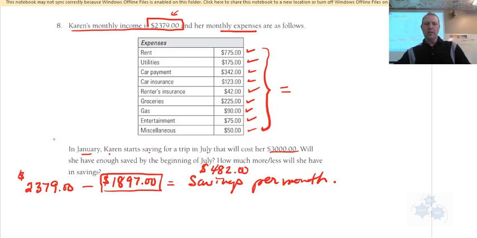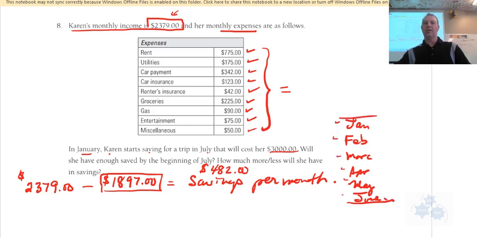So January to July, by the beginning of July, so that's January, February, March, April, and May, and June, because beginning of July is right here at the end of June. So let's say we've got how many months here? 1, 2, 3, 4, 5, 6. Okay, great. So she's able to save this much per month 6 times.